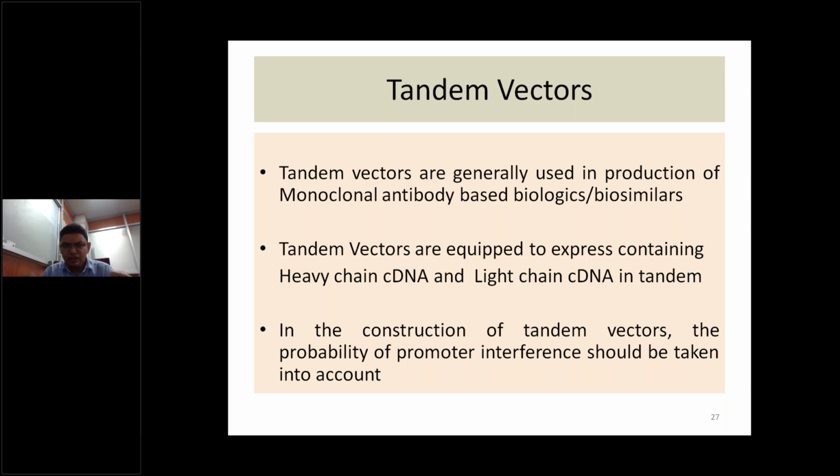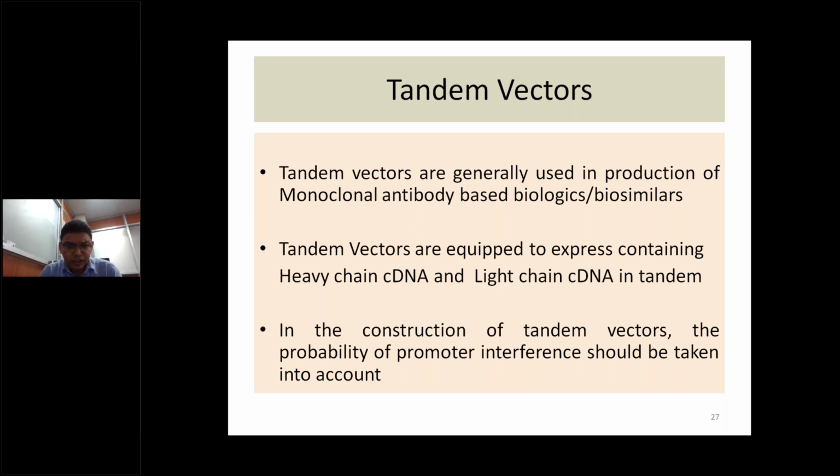So you have a single vector which has an internal ribosome entry sequence, followed by a heavy chain cDNA, followed by another cistron. So basically these are bicistronic vectors. They have two cistrons. You have the heavy chain cDNA and also the light chain cDNA. Earlier people used to have two vectors for expressing the heavy chain cDNA and light chain cDNA. Now researchers are recommending the tandem vectors, and industries are also utilizing these tandem vectors for the production of monoclonal antibodies.